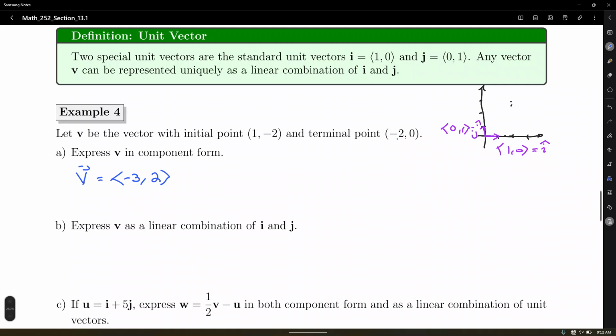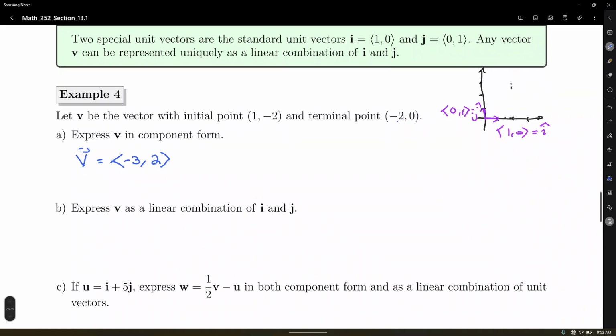You know, like when you go to McDonald's or Jack in the Box, you go combo number 1, combo number 2. Well, that's 2 sandwiches and 3 fries, or 5 sandwiches and 2 drinks. So we're going to express these vectors as 2 i's plus 5 j's. That's what we call a linear combination, a linear combo, if you will.